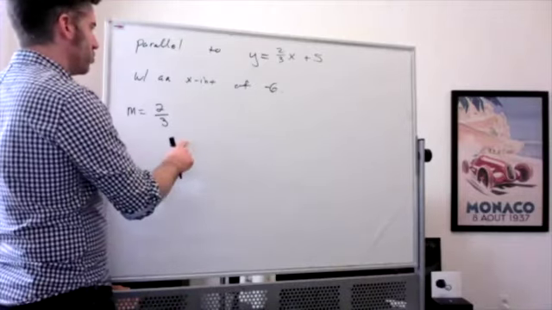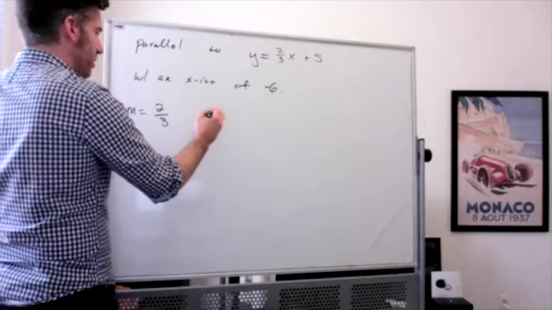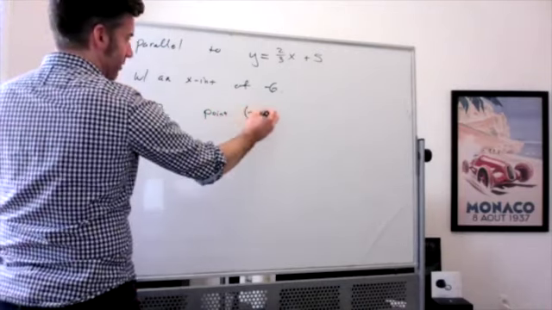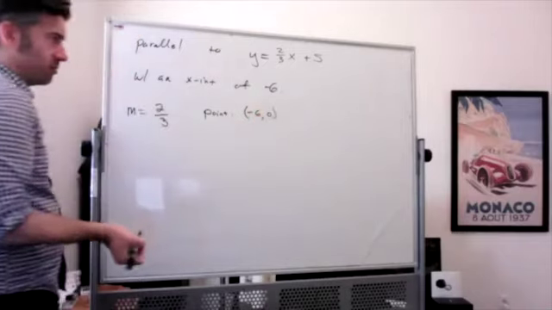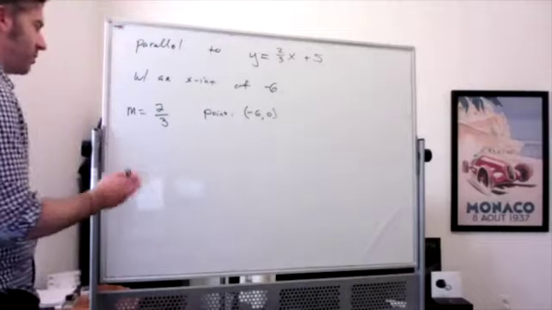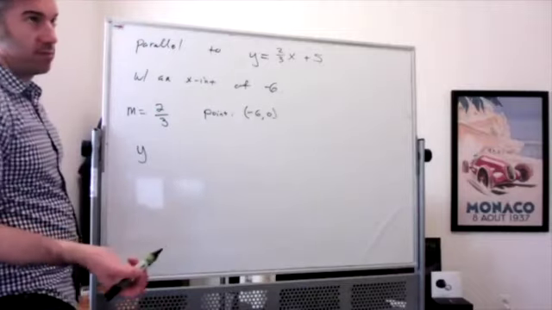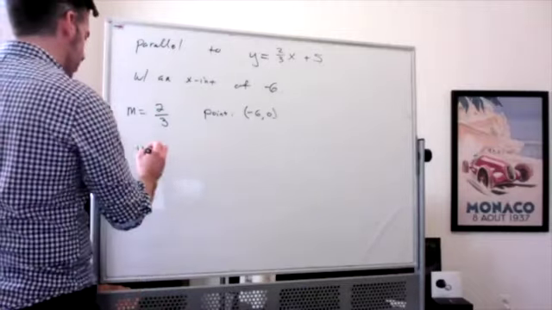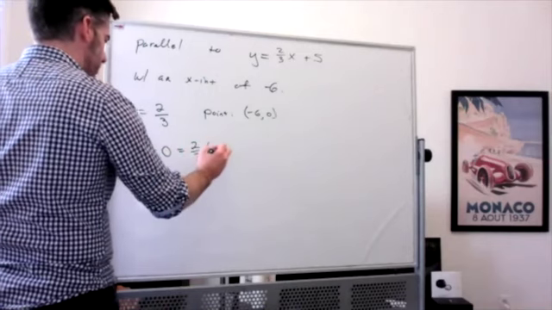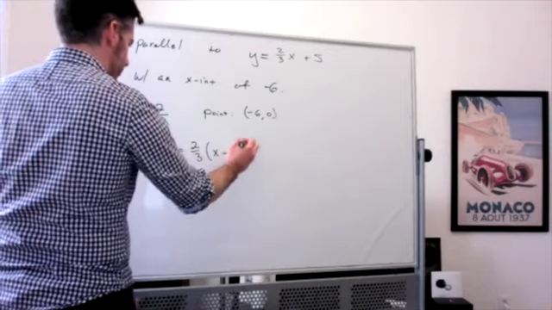And then we need a point. Our point is the x-intercept, which is the point negative 6, 0. If it's the x-intercept, the y-coordinate is 0. So then I'm going to do it the point-slope way, which is y minus the y-coordinate equals your slope times x minus the x-coordinate.